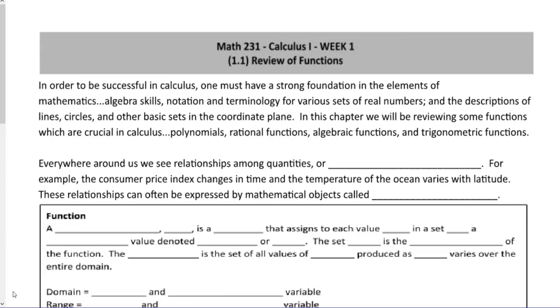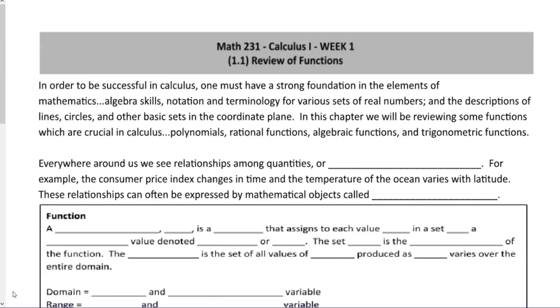Welcome to section 1.1 in Calculus 1, week 1 of a new semester. We are going to start off in chapter 1 dealing with some review material, and I'll tell you that it's really compact with a lot of information.